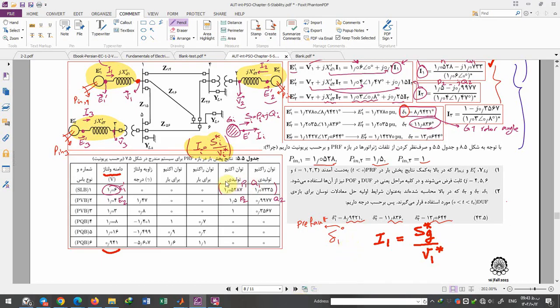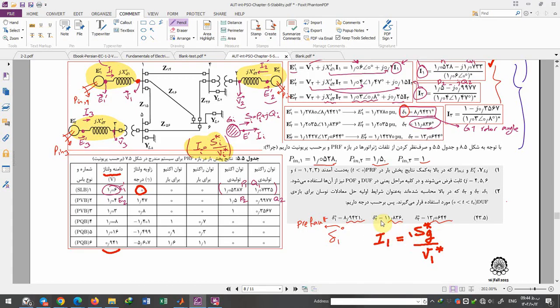For example, 1.052 minus 1.073 is here, and V1 conjugate is 1.06 with the angle of 0. Conjugate is in here, and I1 is calculated.